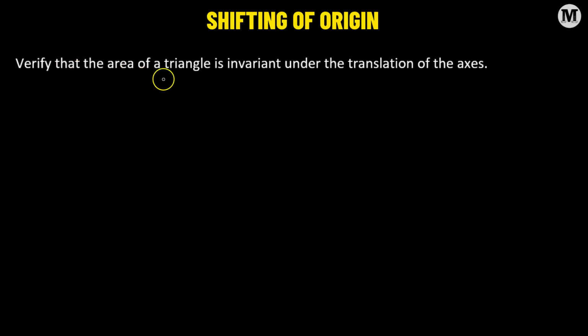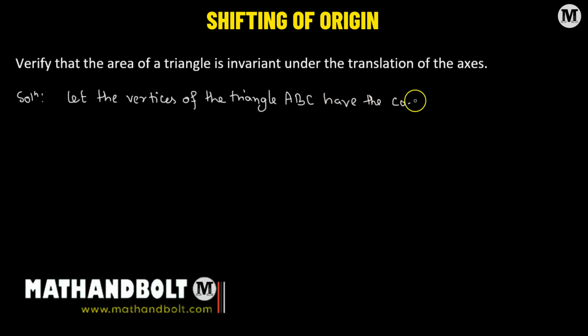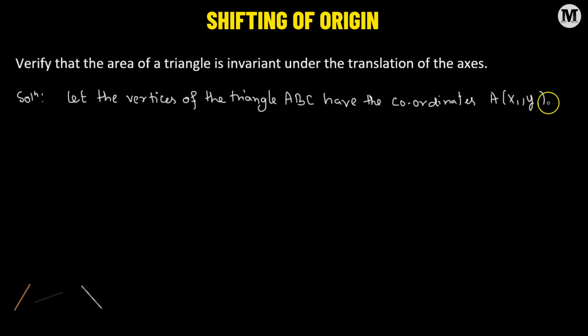We need to verify that the area of a triangle is invariant under the translation of the axis. Let us begin. Now we'll start with a triangle ABC. So let the vertices of the triangle ABC have the coordinates A (x1, y1). Coordinates of vertex B, let it be given by (x2, y2). And the coordinates of vertex C, let it be given by (x3, y3).